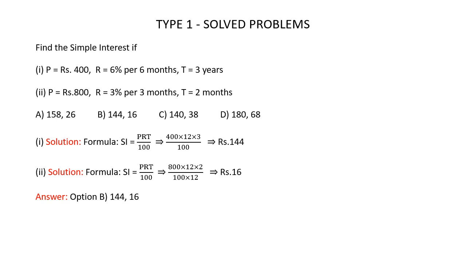So the simple interest for the first problem is rupees 144 and the simple interest for the second problem is rupees 16. So the correct answer is option B, 144, 16.